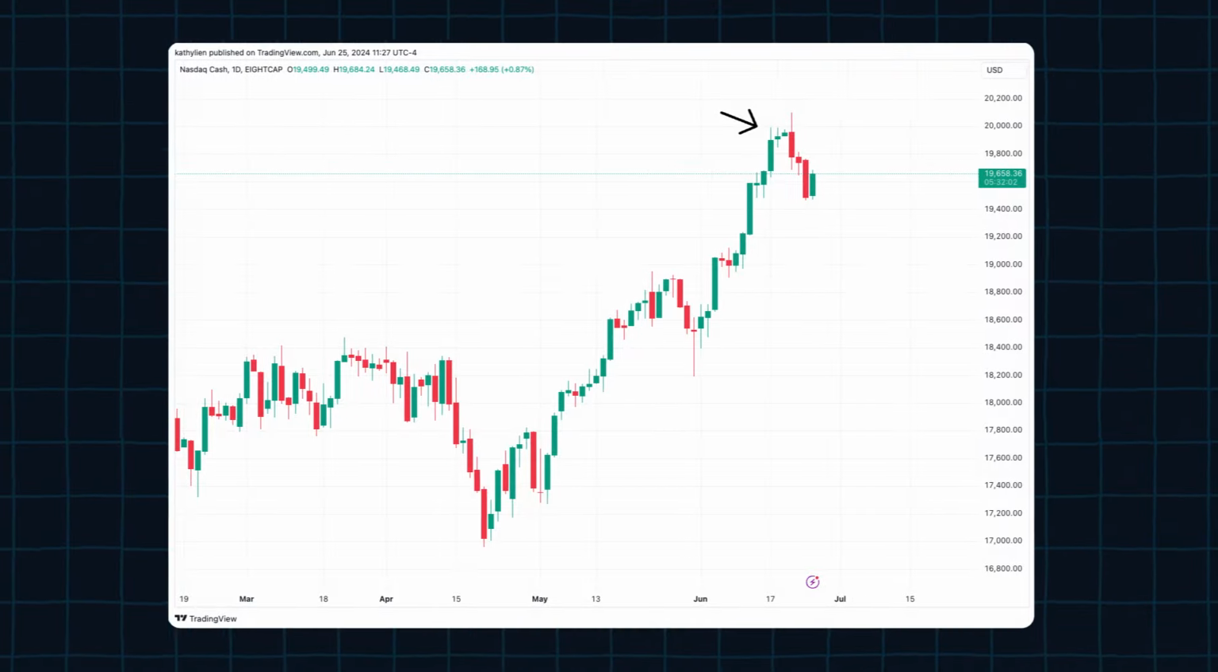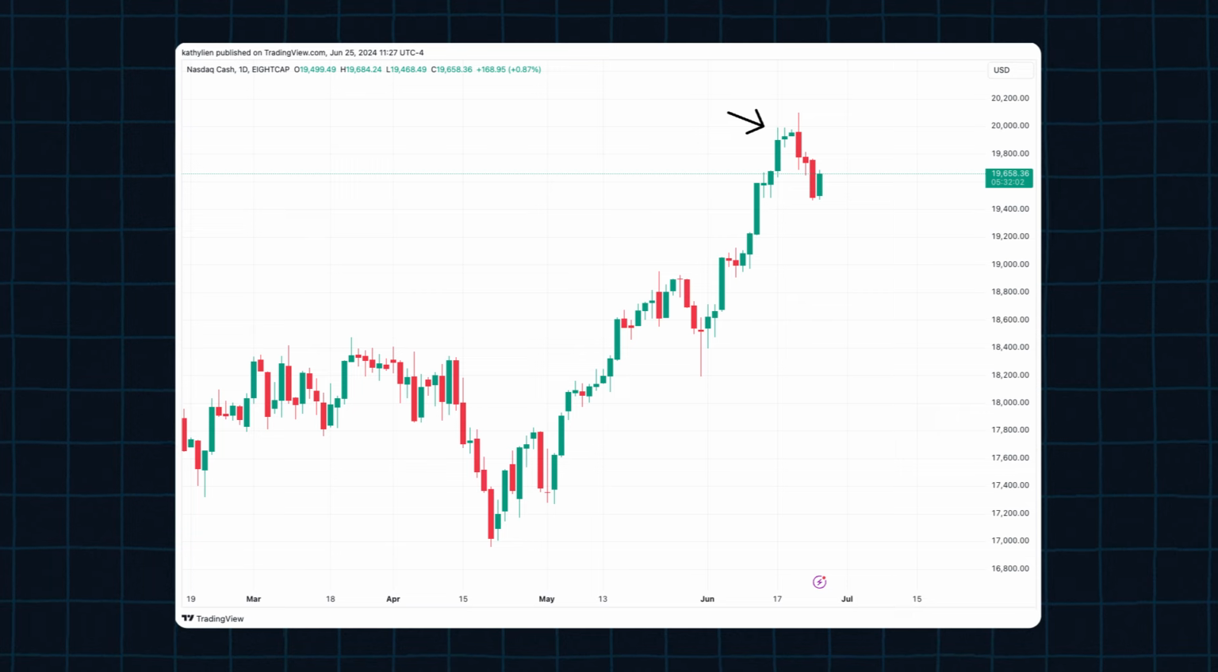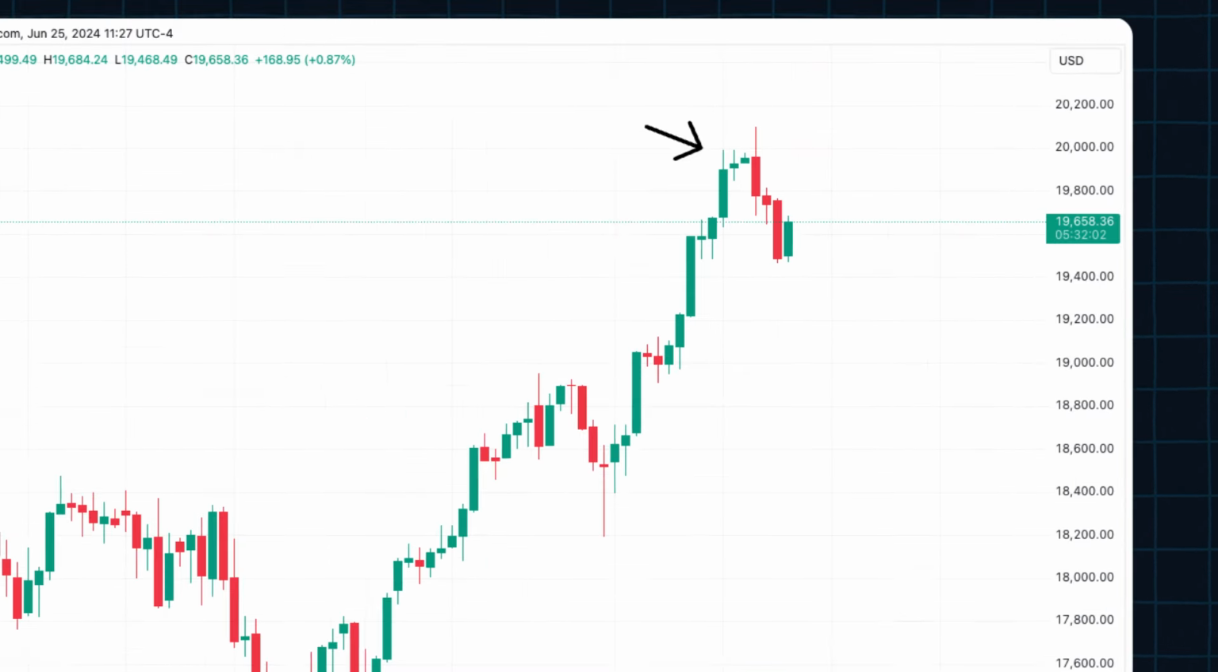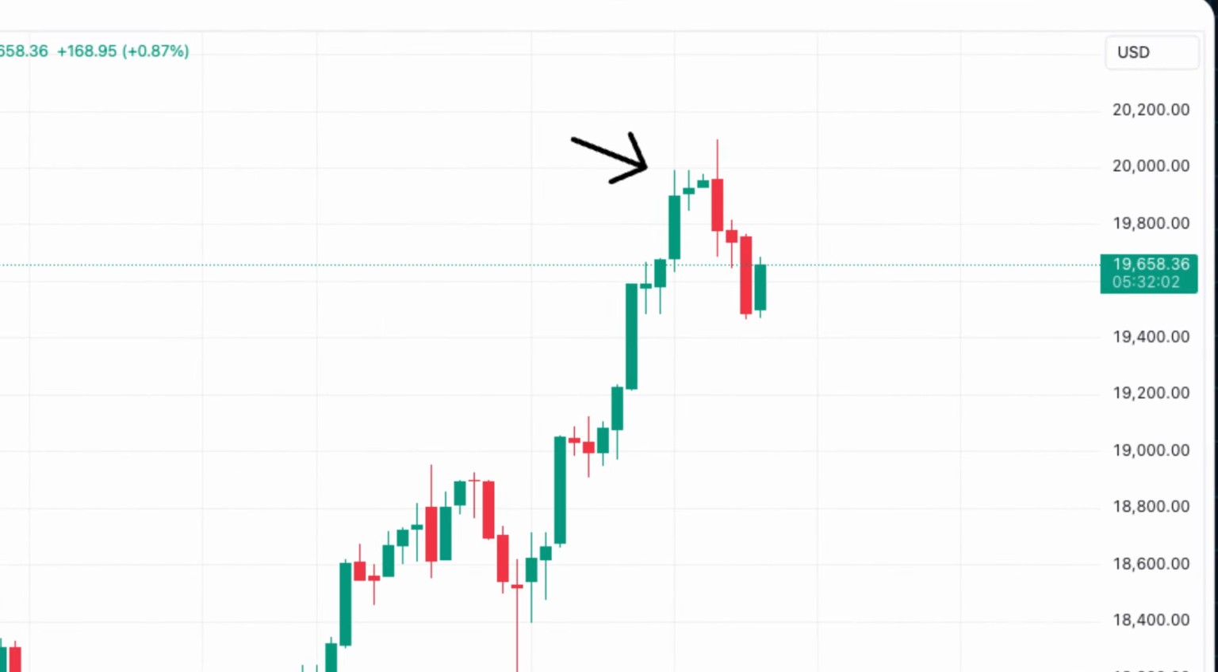I want you to take a look at this NASDAQ chart, which shows NASDAQ running up towards the big round number of 20,000. You can see that it tries to test this level on three occasions before it finally breaks through. However, instead of holding the break, it takes the stops out and reverses lower. This isn't just a coincidence, it's psychology in action.